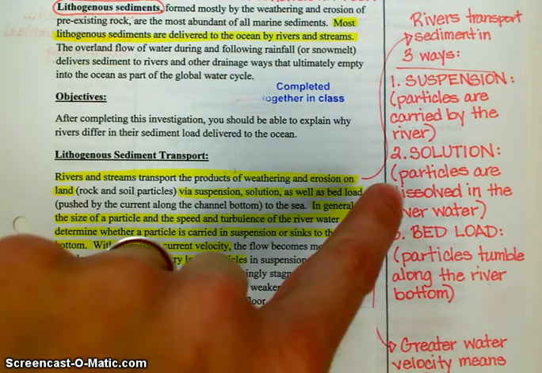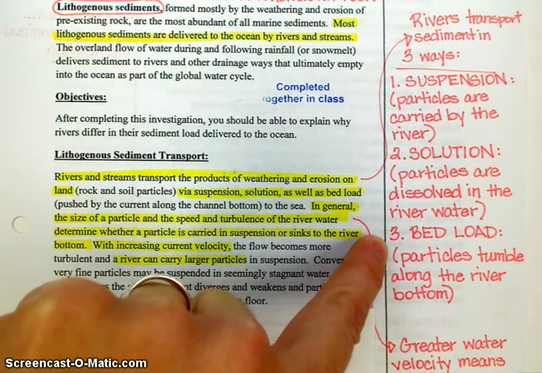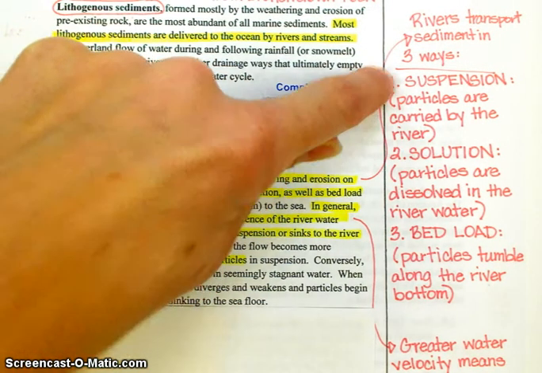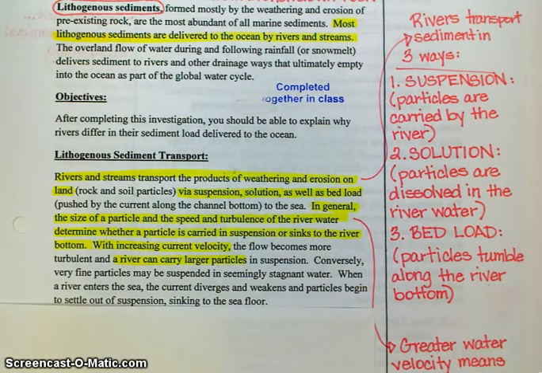Okay, then I want you to also add out here to the side, rivers transport sediment in one of three ways. Number one, suspension, meaning that particles are carried along by the river itself, like within the river water. Number two, solution, meaning that particles are dissolved in the river water, kind of like sugar gets dissolved in water when you make Kool-Aid. And number three, as bed load, which means particles are basically tumbling along the river bottom and moving that way. Okay?